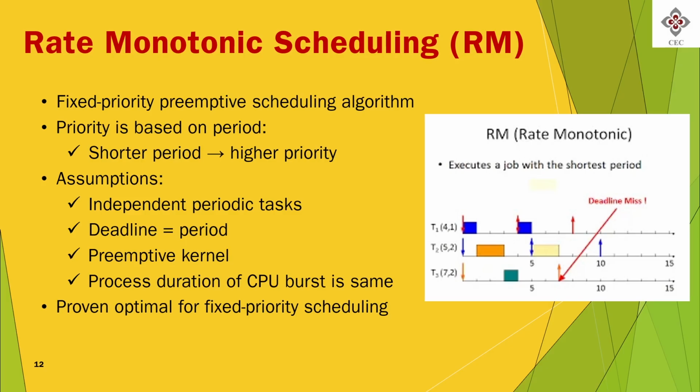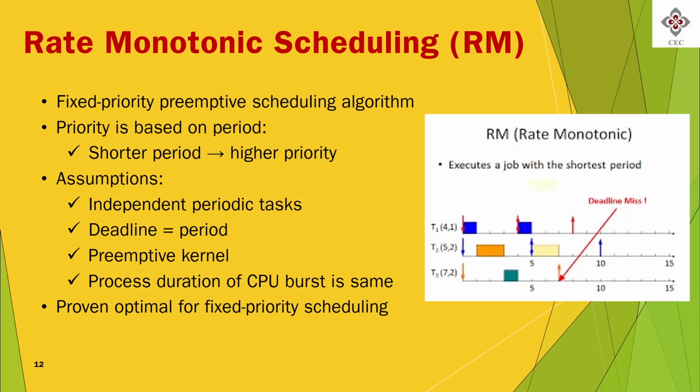It is a fixed priority scheduling algorithm. So, the priority is always static and it is preemptive. As we already discussed, preemptive means we take the process which is running in the CPU and assign the CPU to the new process which is coming in. And we know that the priority is based on period. The process which has the shorter period will be given the higher priority. That is the main theme of rate monotonic scheduling.